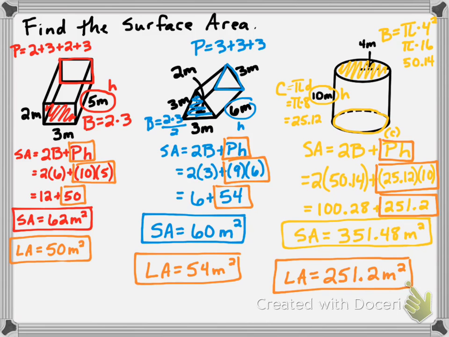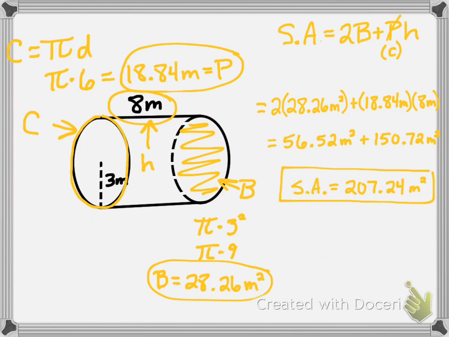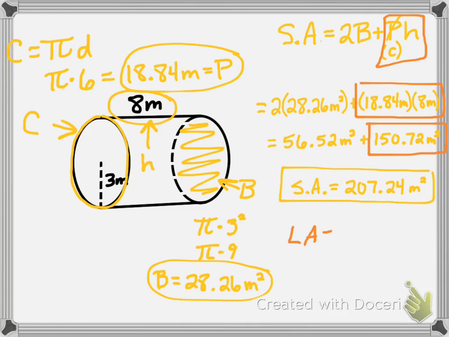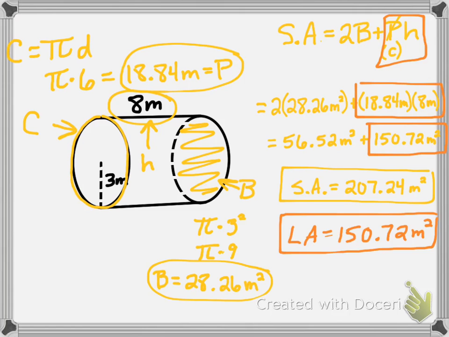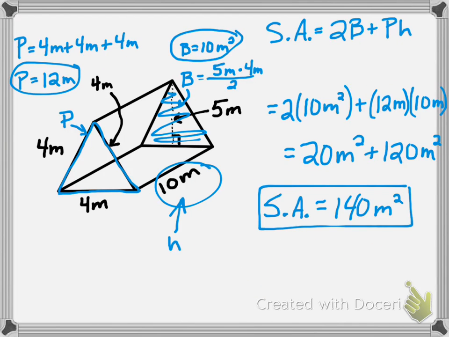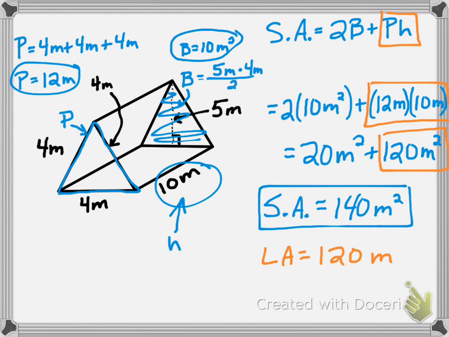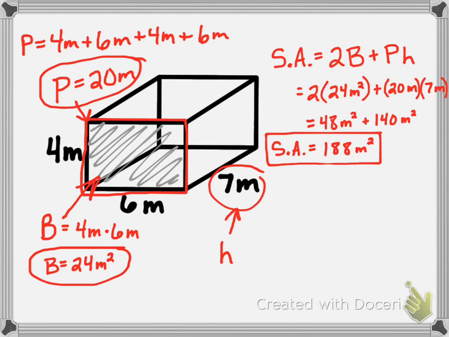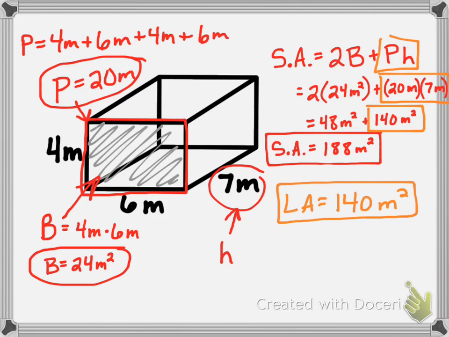It's just the surface area without the bases. You can even see it here with this circle. This cylinder. Here's my lateral area. So the lateral area of this same cylinder is 150.72 meters squared. And for this triangular prism, the lateral area was 120 meters squared. And for this rectangular prism, the lateral area was 140 meters squared.